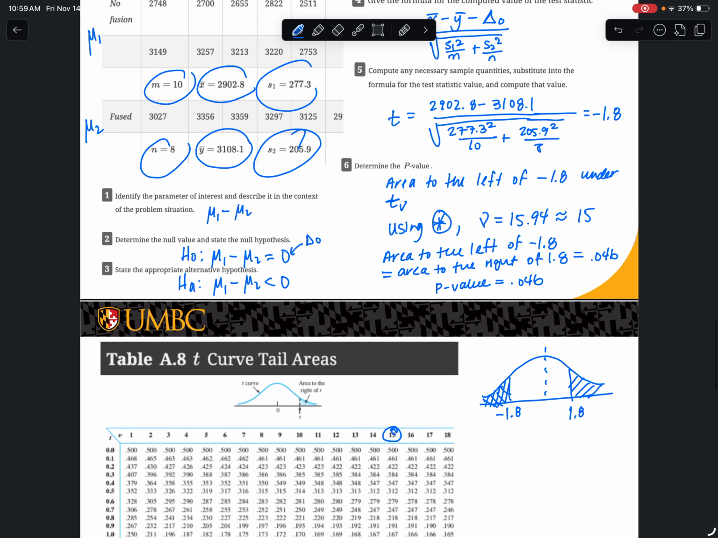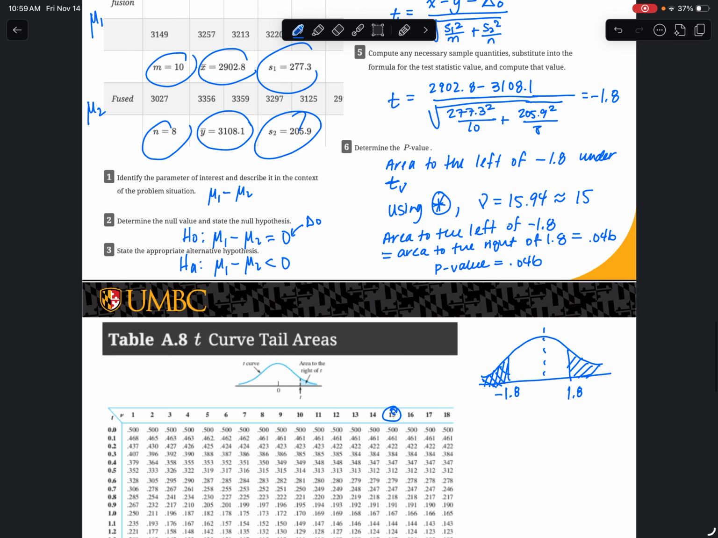The idea there is we're trying to see how extreme minus 1.8 was in the direction of the alternative hypothesis. So we consider minus 1.8 to be extreme. How extreme? Well, you calculate the probability of everything as or more extreme as minus 1.8. That's just everything in that left tail, which gives us a probability of 0.046.